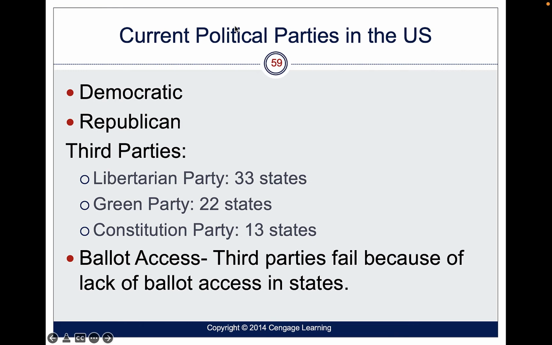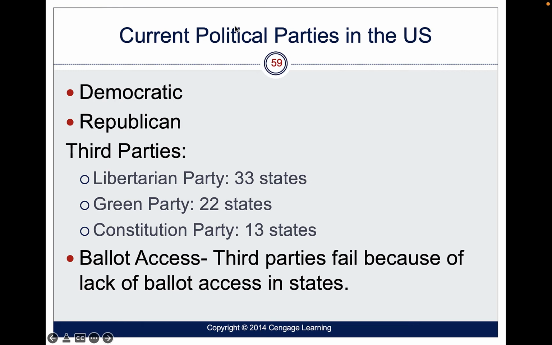So we have a variety of political parties here in the United States, but only two matter, to be honest with you, the Democrats and the Republicans. We have third parties such as the Libertarian Party, which is the biggest third party in the U.S. They're on the ballot in 33 out of the 50 states. The Green Party and the Constitutional Party, the reason sometimes these parties fail is because of ballot access. And that's really simple to understand, as we can see by this slide.